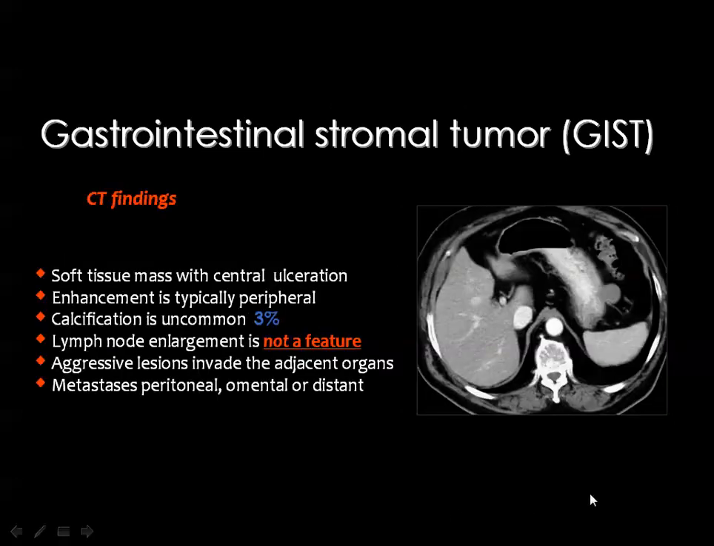And this is one of the CT appearances of a GIST tumor, and this tumor is located near the gastric fundus, and you remember that these tumors may enhance but along the periphery, and calcium is not common. Also, these tumors do not usually give metastasis to the lymph nodes. But in cases of aggressive lesions, you may find invasion of the adjacent organs, especially the spleen or the pancreas or the bowel, and metastasis to the peritoneum or the ureter.